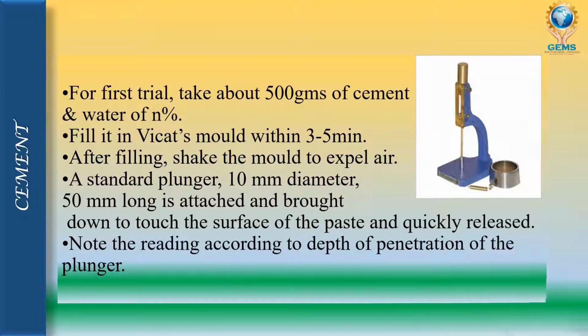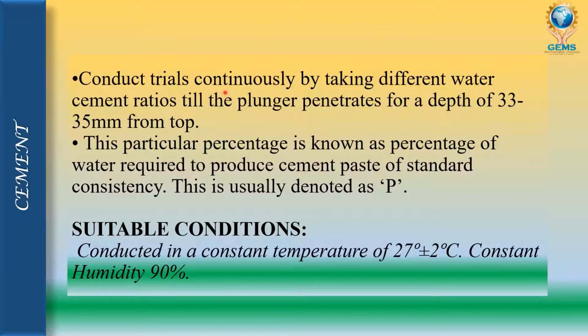Then conduct the trials continuously by taking different water cement ratios till the plunger penetrates to a depth of 33 to 35 mm from the top. This particular percentage is known as the percentage of water required to produce cement paste of standard consistency. It is usually denoted as P, and the suitable condition for the standard consistency test is a constant temperature of 27 degrees plus or minus 2 degrees and constant humidity of 90%.